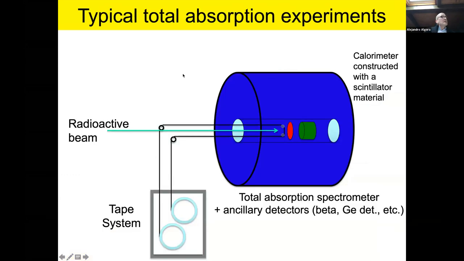So this is what a typical total absorption spectrometer experiment looks like, let's say. You will have a radioactive beam that is implanted in a tape, and then it is surrounded by a large scintillation detector, normally constructed with sodium iodide, and you can couple that measurement with ancillary detectors if you would like to see coincidences and so on.